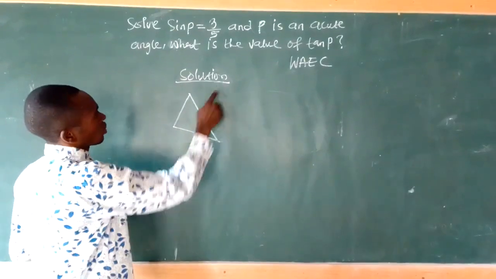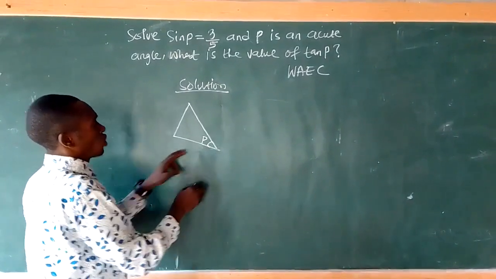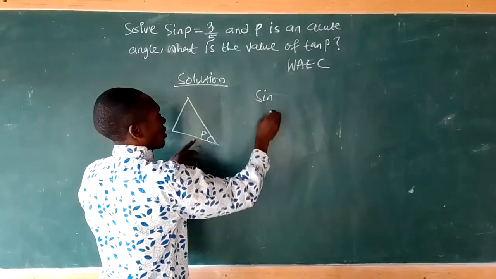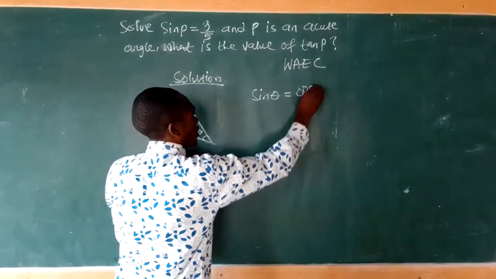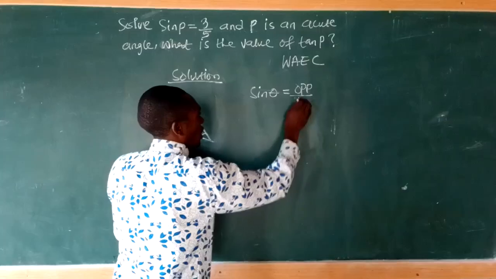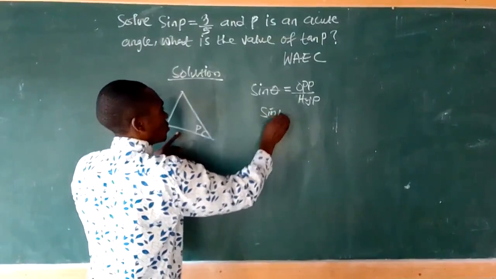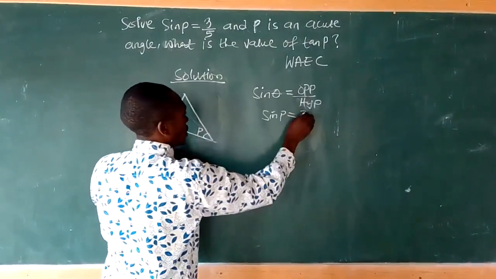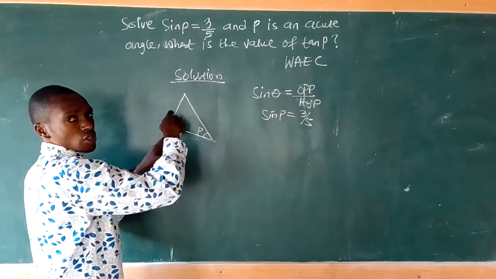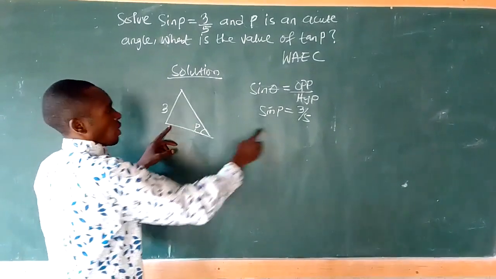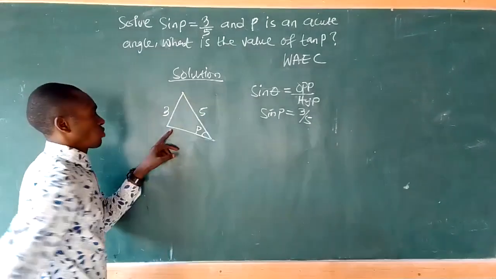Our angle here is p, and we know that sin theta is the same thing as opposite over hypotenuse. Since sin p is equal to 3 over 5, this 3 is for the opposite, and where the angle faces is your opposite. So we have 3 here, and then this side, which is our hypotenuse, the longest side, is 5. So this is what we have.